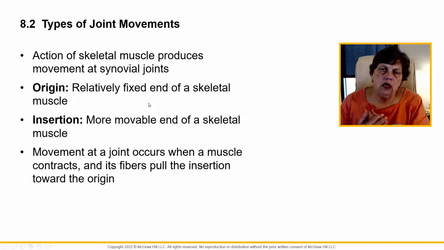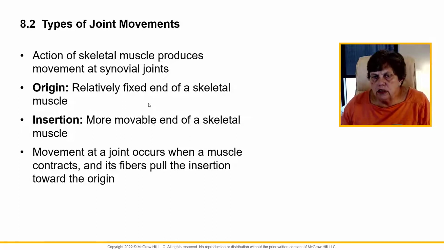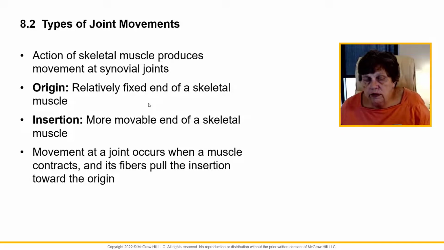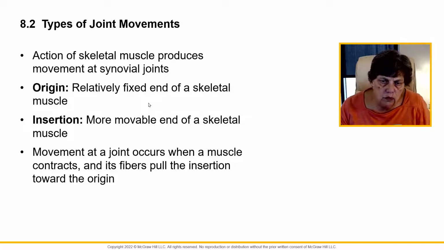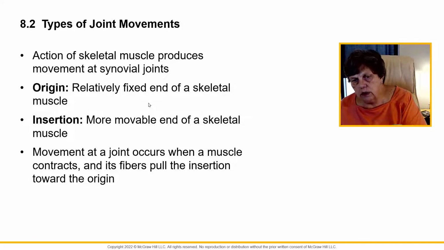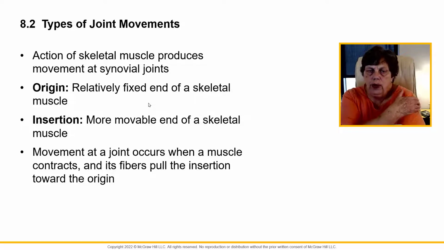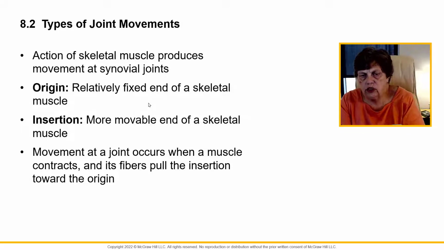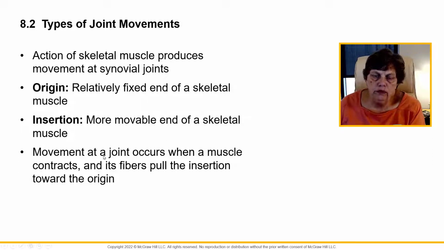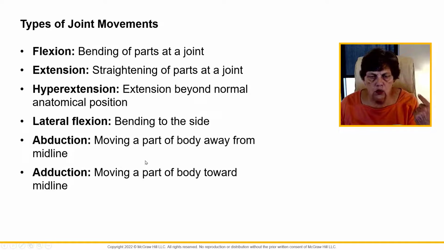All right, so when we talk about the movements of the joints, we're going to get into the muscular system, and it is the muscular system that produces the movements of these joints. The origin is the fixed end of the skeletal muscle, and the more movable end of the muscle is the insertion. So if you think about your arm, where it's pretty fixed, that's going to be the origin, and you're going to insert where you can actually move it a lot. The movement of a joint occurs when the muscle contracts and its fibers pull the insertion towards the origin.